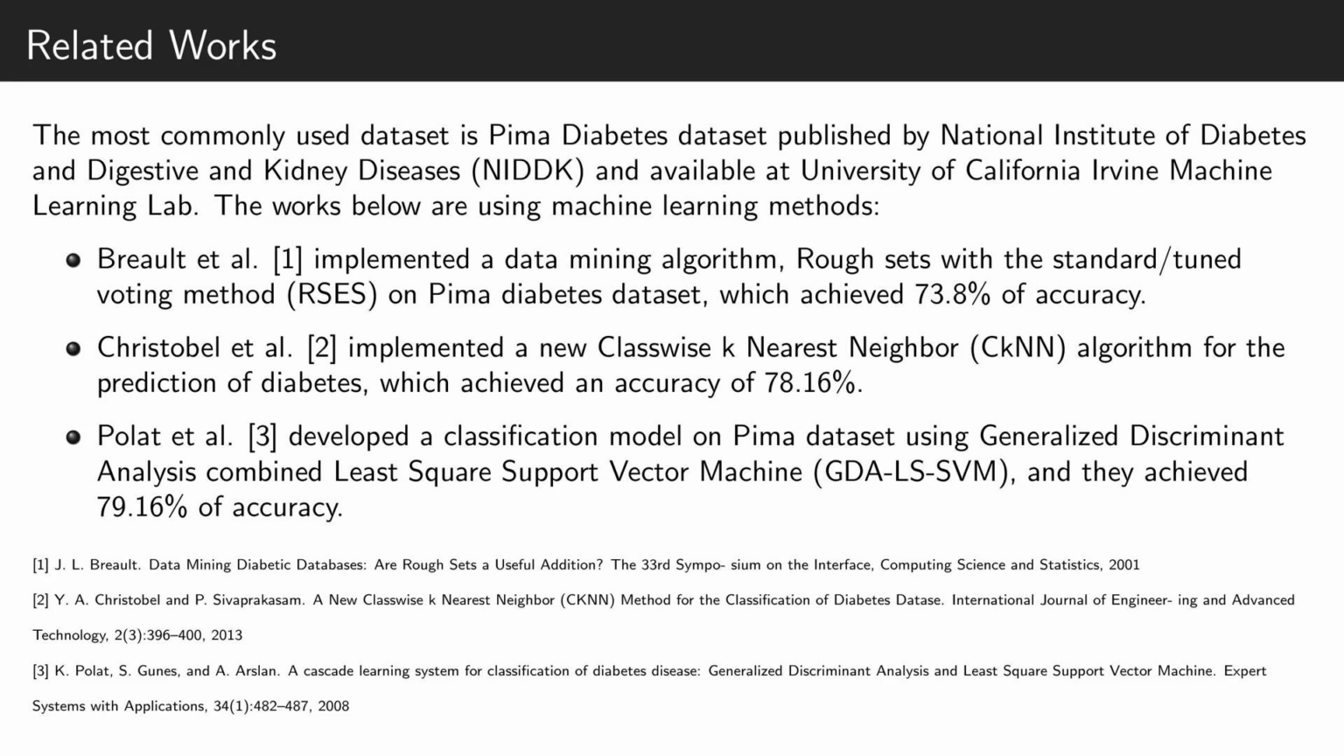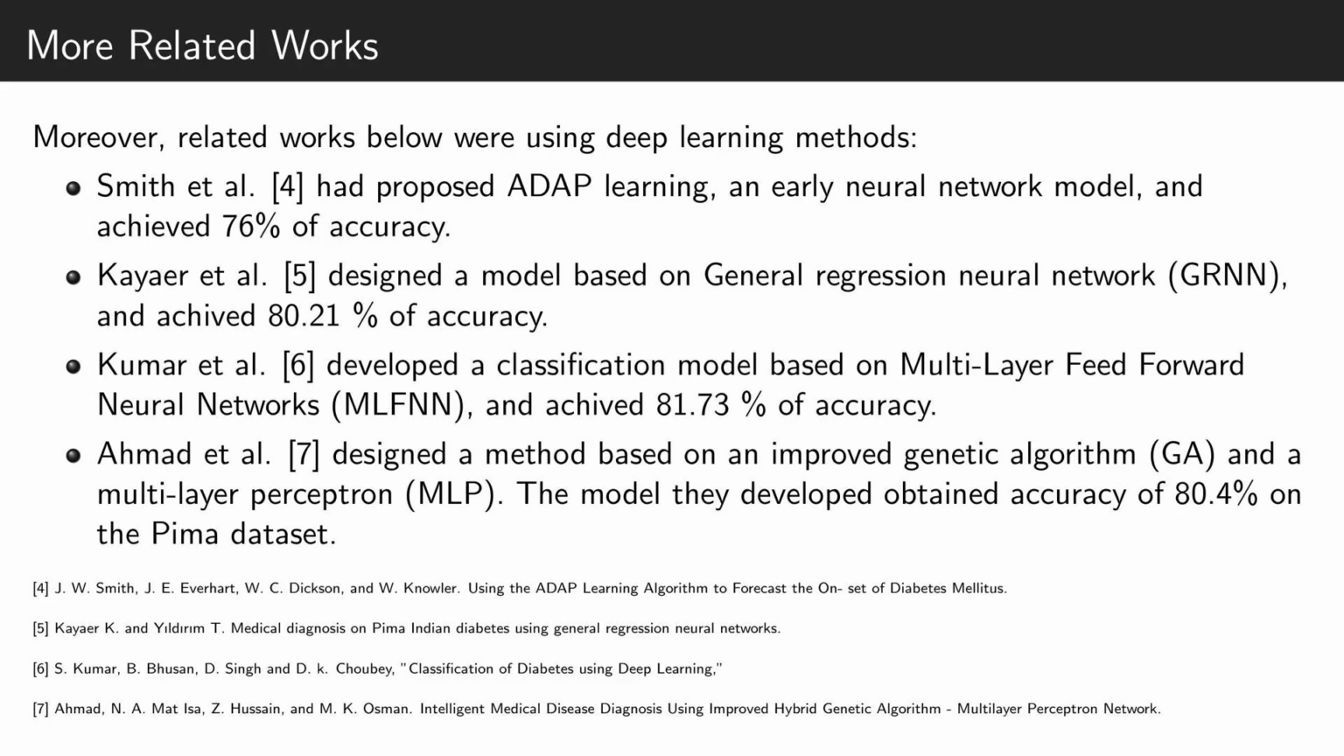Palat developed a classification model on PIMA dataset using generalized discriminant analysis combined least square support vector machine, and they achieved 79.16% of accuracy. Smith had proposed ADAP learning, an early neural network model, and achieved 76% of accuracy. Kyra designed a model based on general regression neural network, GRNN, and achieved 80.21% of accuracy.